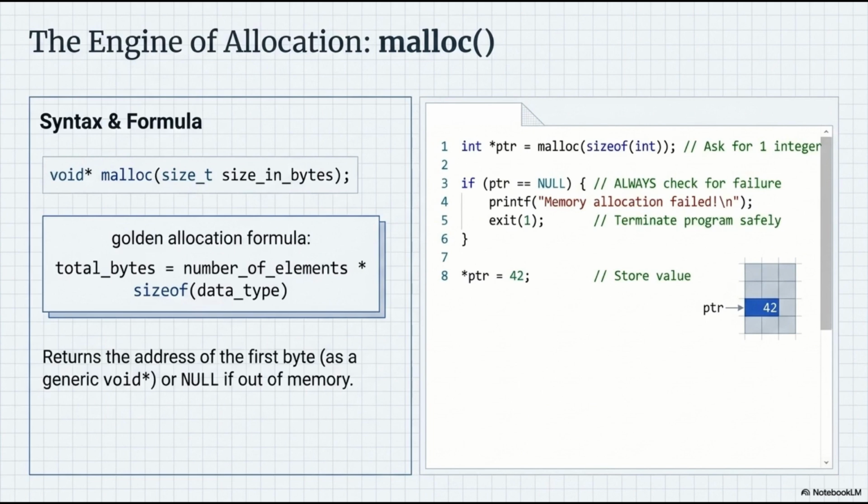To solve this, we fire up the engine of allocation, malloc. Check out the golden formula highlighted here. You request memory by multiplying the number of elements you need by the size of your specific data type. And this is vital. Look closely at lines 3 through 6. You absolutely must always check if the pointer returned is null. If the system is out of memory, malloc is going to fail. If you don't catch that null pointer, your program is going to crash.